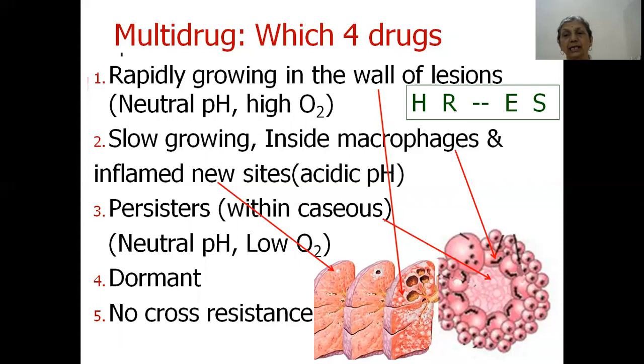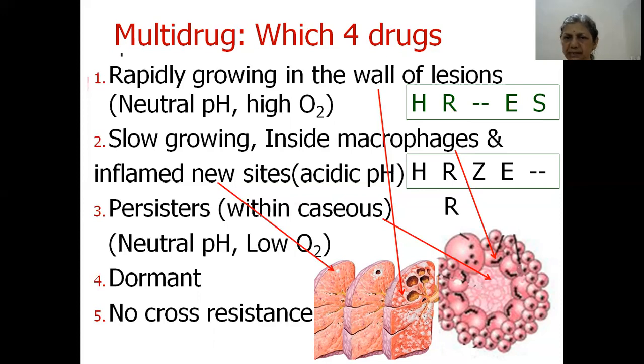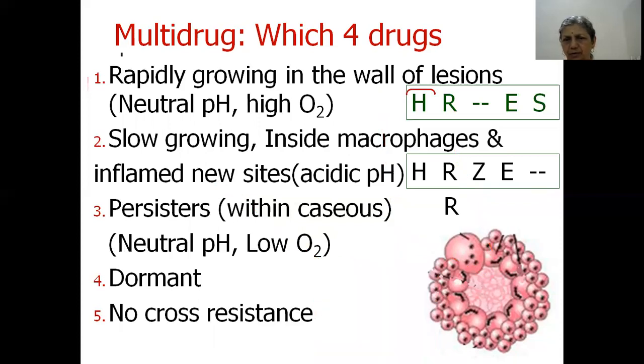For bacteria growing inside the macrophages or in the inflamed areas with acidic environment, streptomycin we discussed does not enter the cells. So the drugs are INH, rifampicin, pyrazinamide, and ethambutol. Streptomycin cannot enter inside the macrophages. For persisters within the caseous lesions, it is one and only rifampicin. For dormant bacteria, there could be some new drugs which are not yet into the regimens.